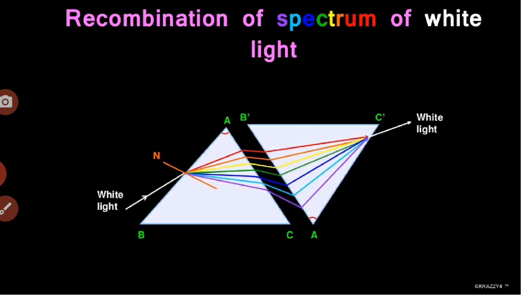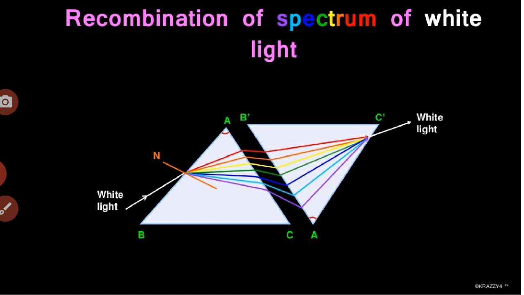Now, recombination of the spectrum of white light. Isaac Newton was the first to use a glass prism to obtain the spectrum of sunlight. He tried to split the colors of the spectrum of white light further by using another similar prism. However, he could not get any more colors.